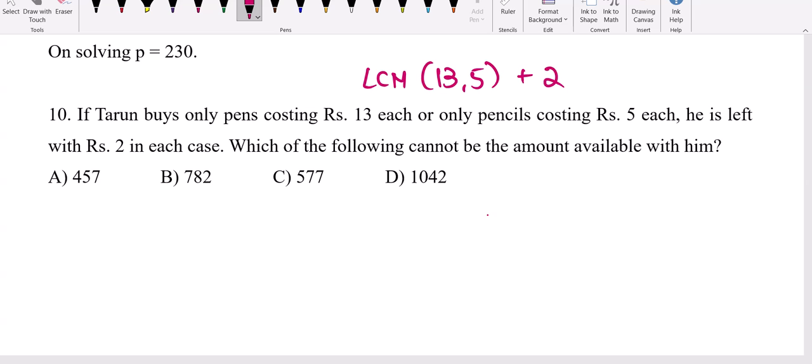LCM of 13 and 5 is 65, but take its multiples: 65k plus 2. Why am I taking k is because they're not asking about the least value. The least amount you require is 67 rupees. With 67 rupees, divided by 13, I can purchase 5 pens and 2 rupees are left. Or if I purchase pencils with 67 rupees, I'll get 13 pencils and I'm left with 2 rupees. The k value 1 is the least value which will satisfy. But the question is asking which cannot be, so I have to change the k value to 1, 2, 3 and see which is okay and which is not okay. I have to go into that range.